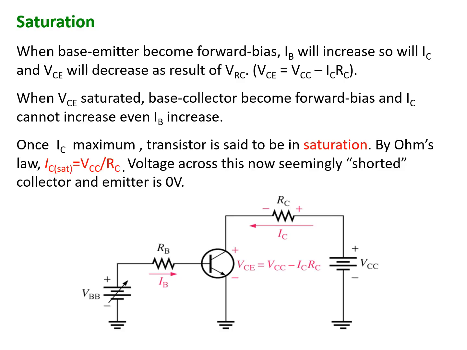Saturation region. When the base-emitter becomes forward biased, IB will increase, so will IC, and VCE will decrease as a result of RC. When VCE is saturated, the base-collector becomes forward biased and IC cannot increase, even if IB increases. Once IC is maximum, the transistor is said to be in saturation, and by Ohm's law, IC saturated is equal to VCC over RC.